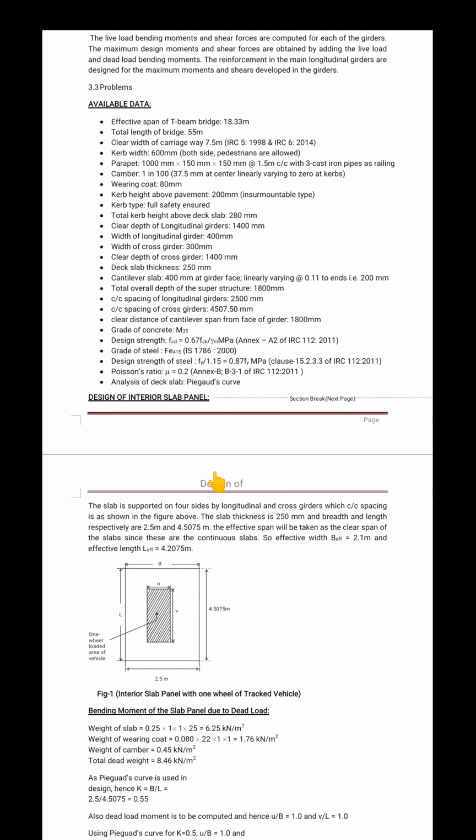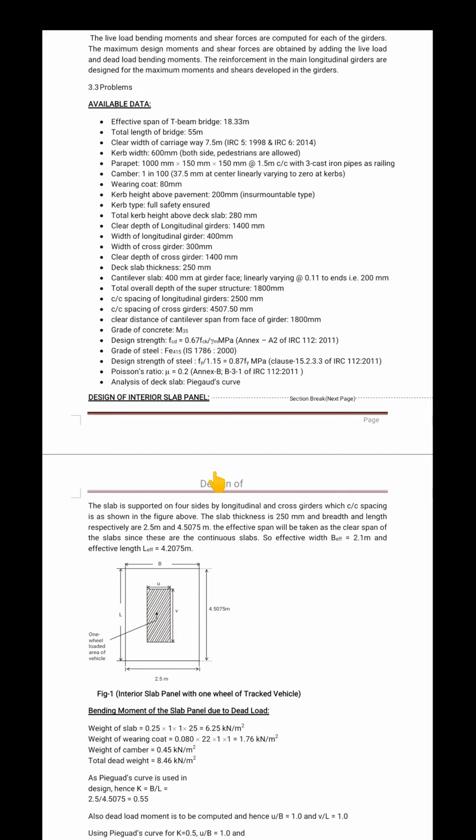So in between, your slab panel is going to be there. Your slab panel size is 2.5 meter by 4.507 meter. Grade of concrete M35, and fcd, the design strength, is 0.67 fck divided by gamma m. Grade of steel Fe 415, and Poisson's ratio is 0.2. Analyze this deck slab with Pigeaud's curves.